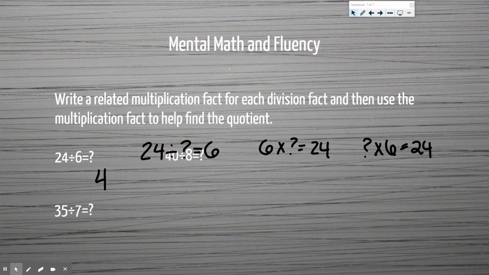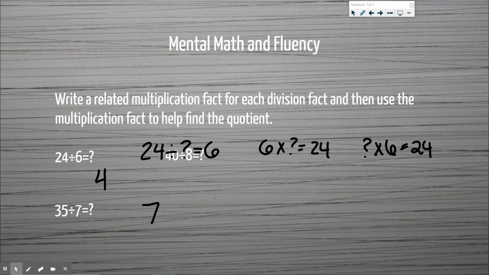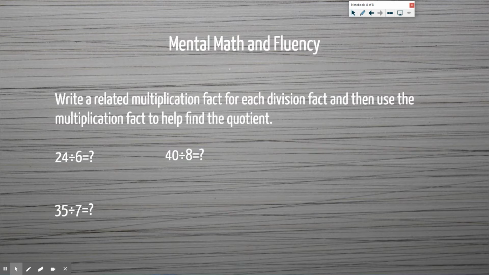So then same thing, let's do 35 divided by 7. Your multiplication fact should be 7 times what equals 35. And the answer is 5. 7 times 5 equals 35.